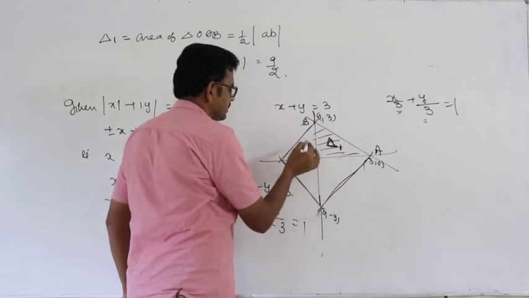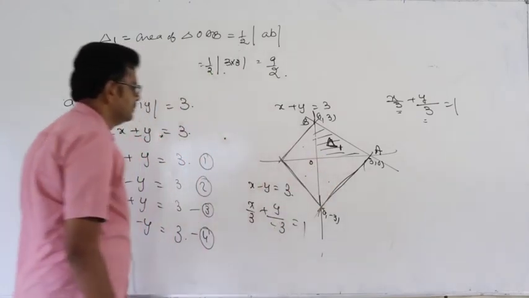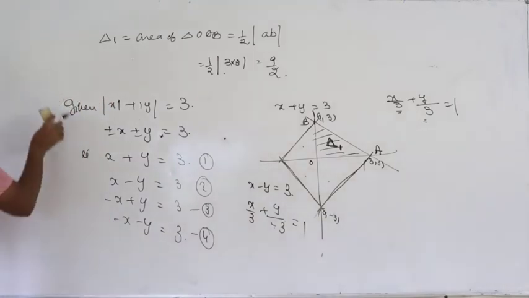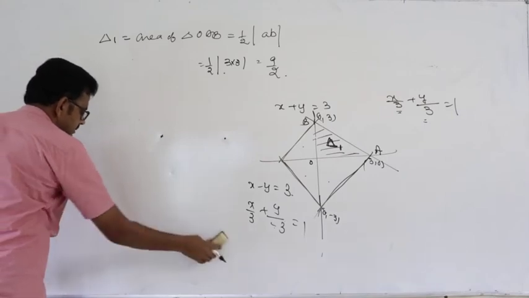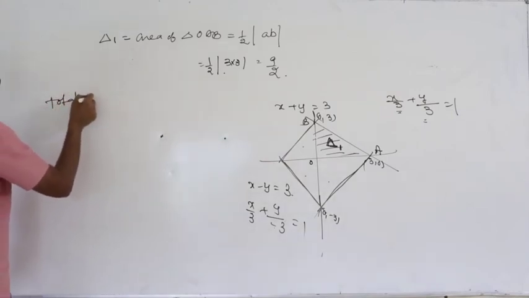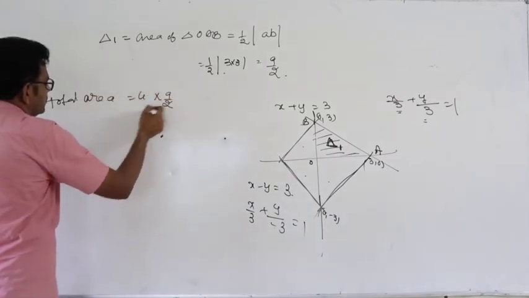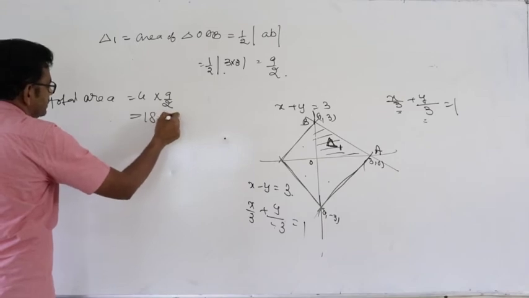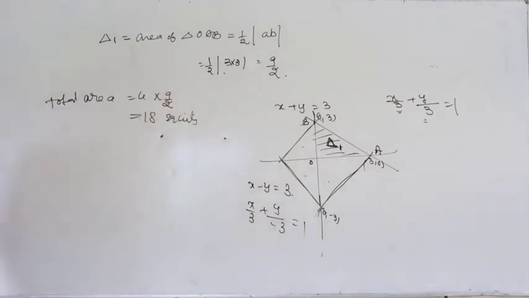What about the others? 9 by 2, 9 by 2, 9 by 2, so 4 times the area. Therefore the total area is equal to 4 times 9 by 2. That is equal to 18 square units. 18 square units. Write down.